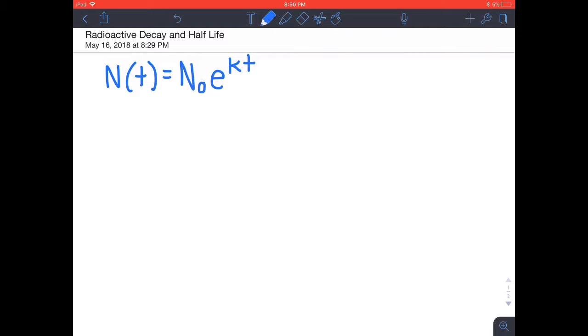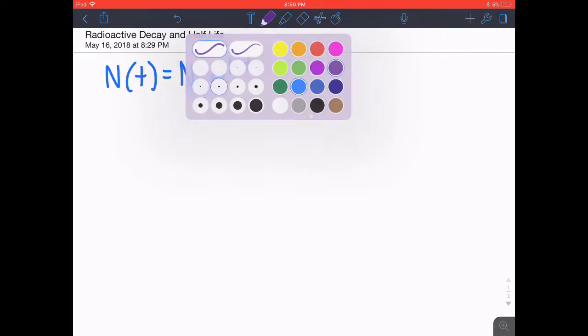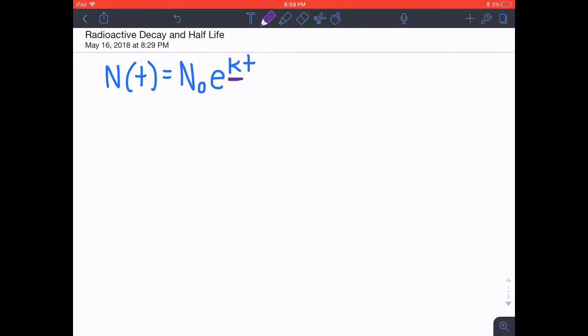Hi everyone, so today we're going to go over how to do radioactive decay and half-life problems. First of all, I assume you're familiar with this equation.